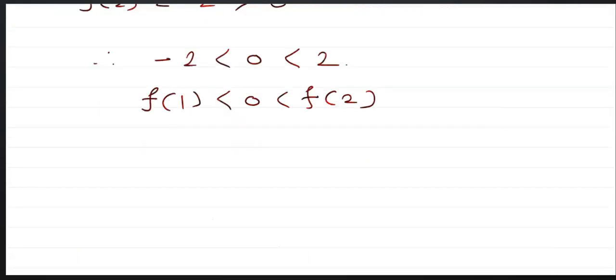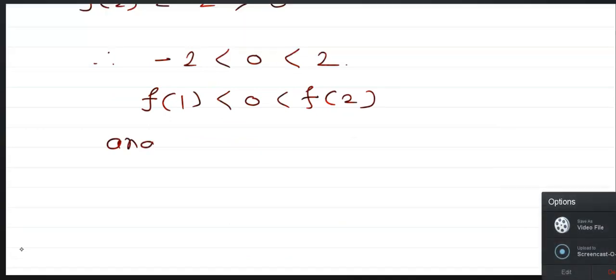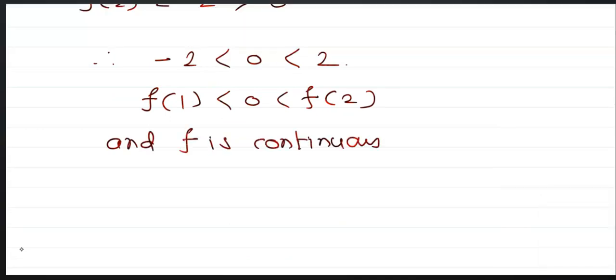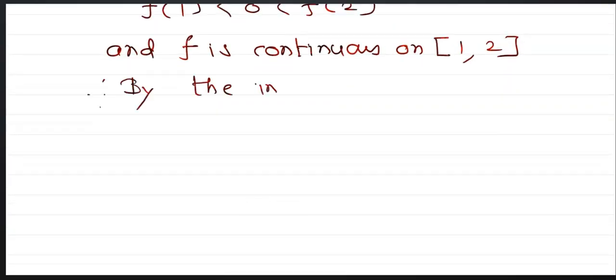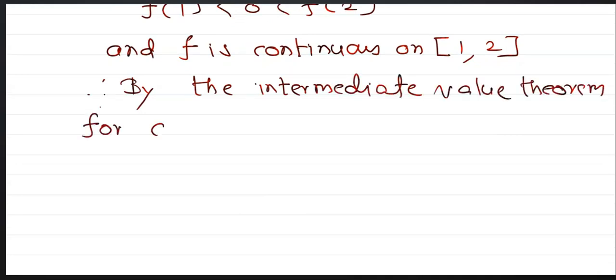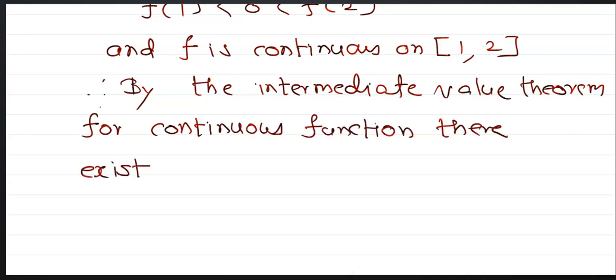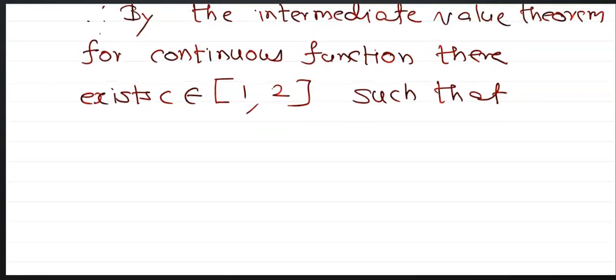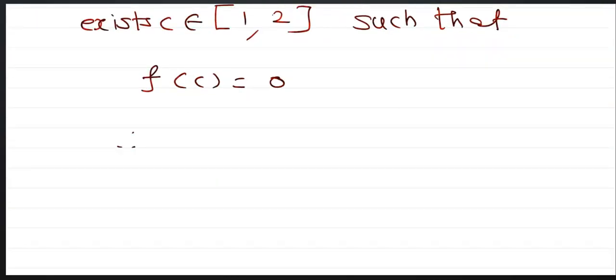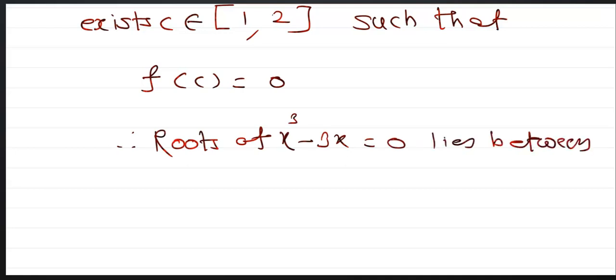Therefore f of 1, 0 and f of 2. F is continuous on the closed interval. Therefore by the intermediate value theorem for a continuous function, there exists C belongs to the closed interval 1, 2 such that f of C is equal to 0. The root of x cube minus x is equal to 0 lies between 1 and 2.